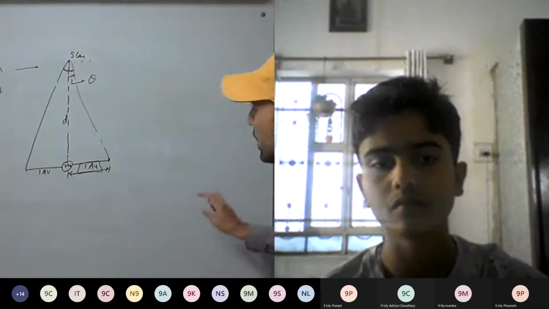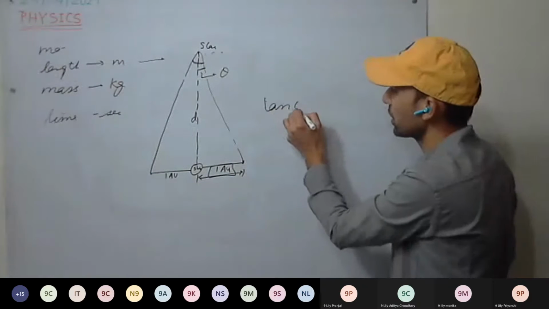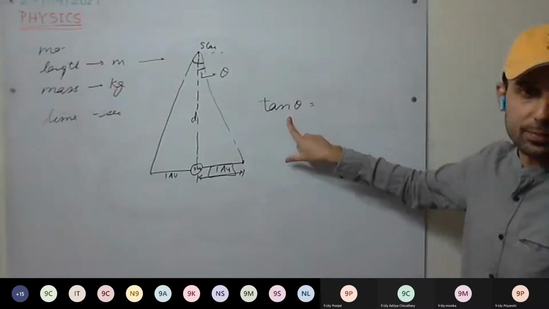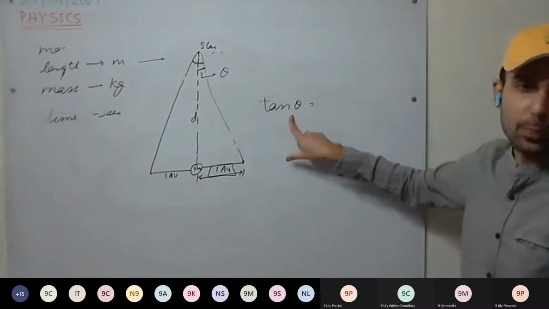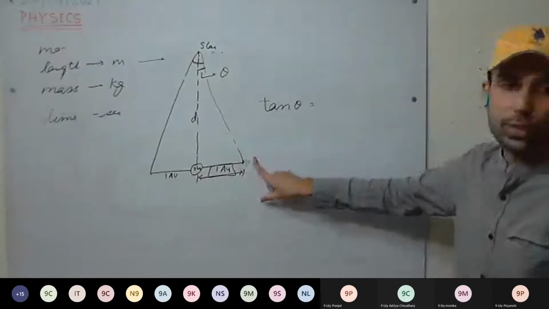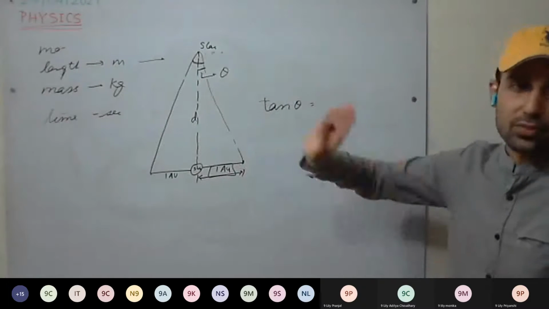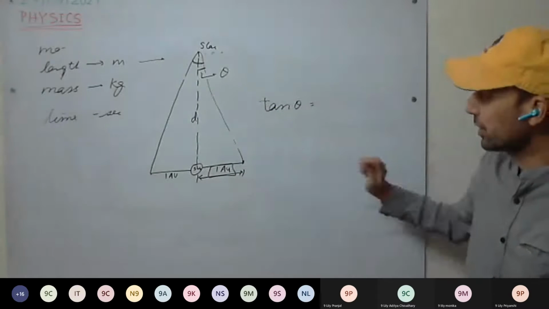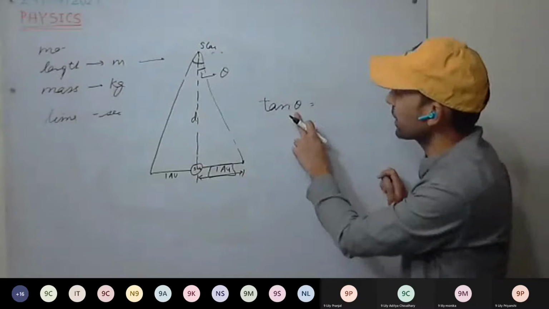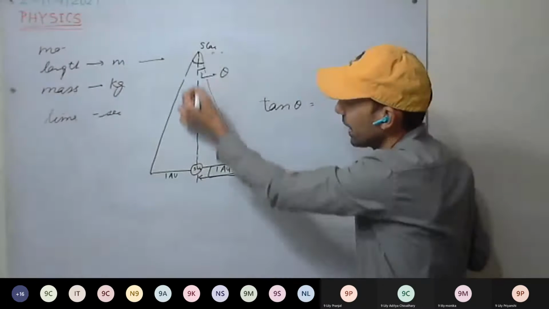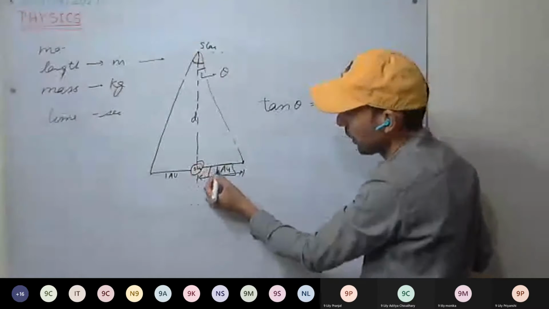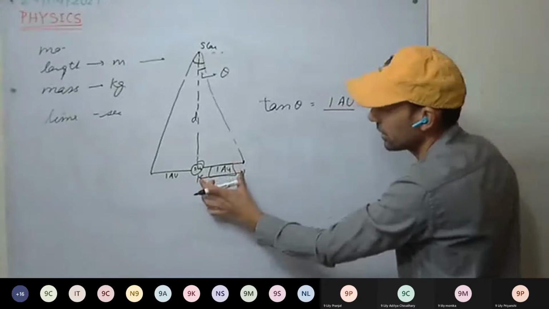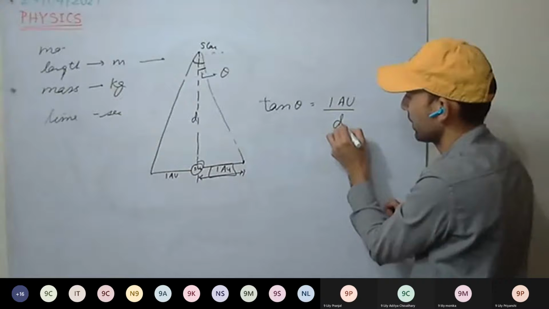Now tan theta. You haven't studied this in mathematics yet, so when you study these trigonometry properties, it will become clearer. We can discuss this again when trigonometry is completed. So tan theta means perpendicular upon base. It's a right angle triangle. Perpendicular is 1 astronomical unit, divided by this distance, d.